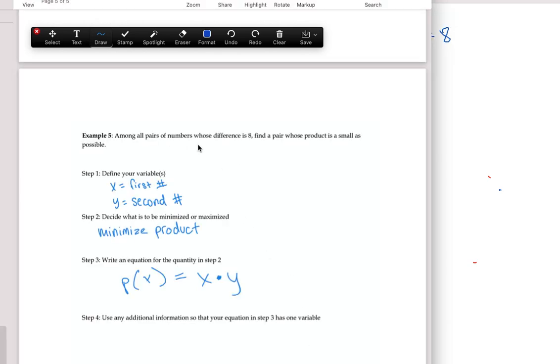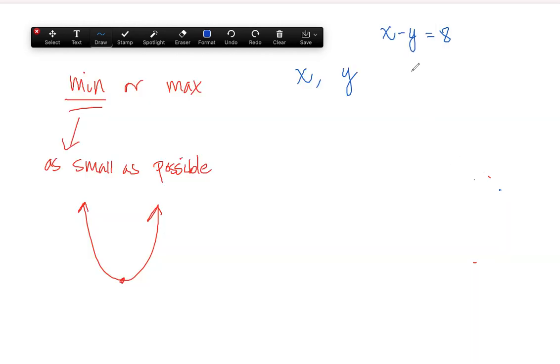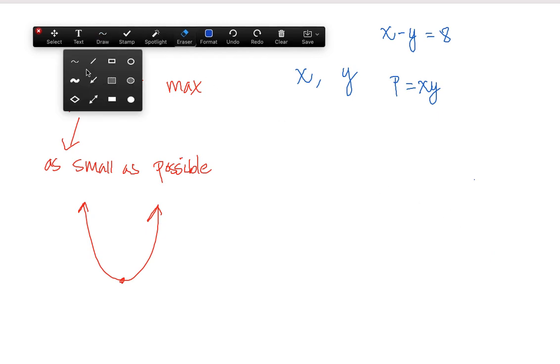Why did I write that? Because they said their difference is 8. And they said, find a pair whose product is as small as possible. So the equation we need to write is p equals x times y, because it's their product, meaning multiply. So we need to make x times y as small as possible.